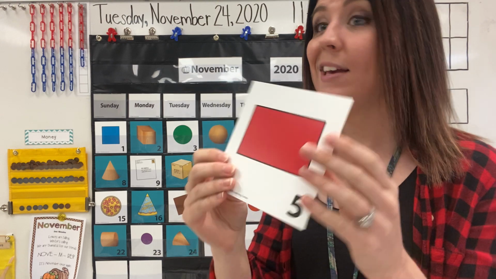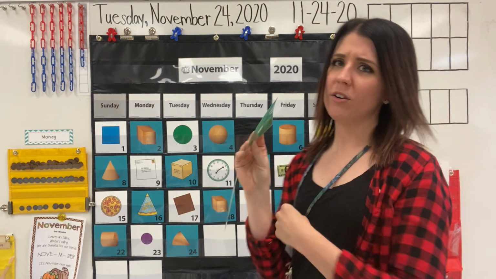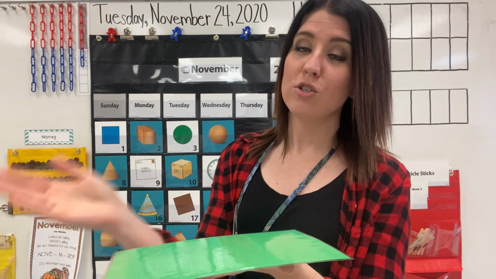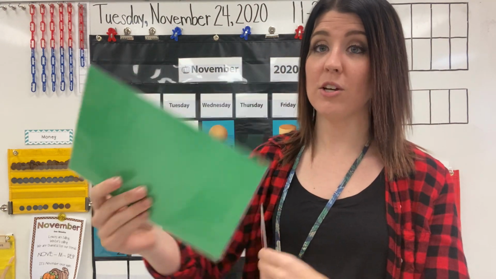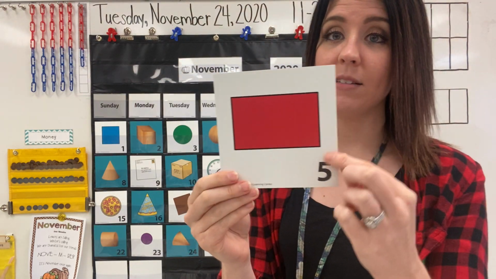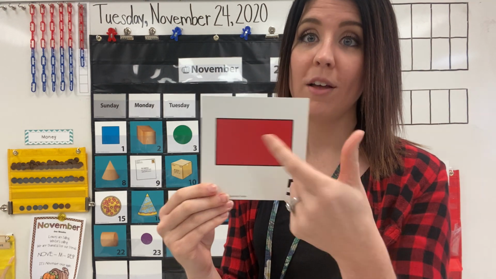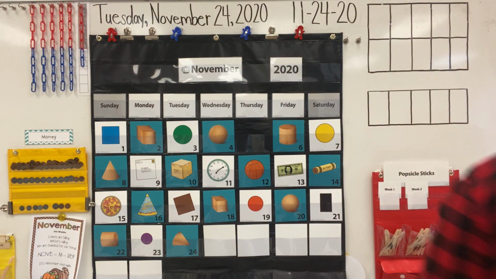Yeah. It's flat. What's that word for flat? 2D means flat. So it was flat. It's a 2D shape. It has 4 sides, those perfect corners, and 2 are short, 2 are long. That's a rectangle. Very good. So we had a rectangle.